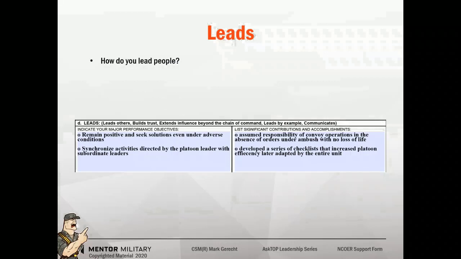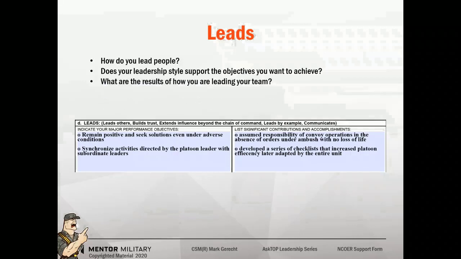How do you lead people? Does your leadership style support the objectives you want to achieve? What are the results of how you are leading your team? How do others view your leadership style? Okay, so what did we put down for our performance objectives? Remain positive, seek solutions even under adverse conditions, synchronize activities directed by the platoon leader with subordinate leaders.